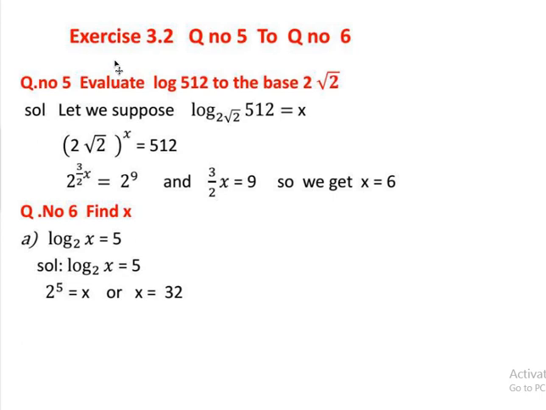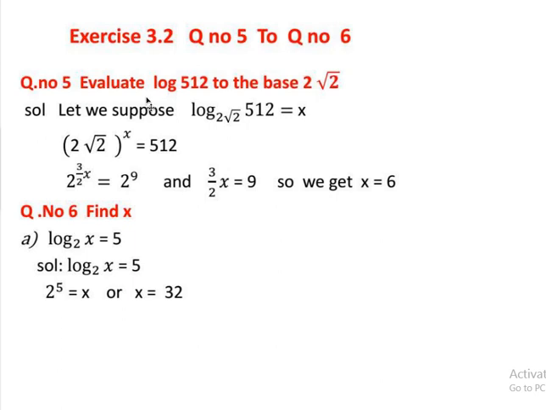Today we start exercise 3.2, question number 5 and question number 6. In the last lesson we already discussed logarithm form and exponential form. Today we have to solve question number 5 and question number 6, in which we have to simplify or evaluate logarithm of 512 to the base 2 times square root of 2.